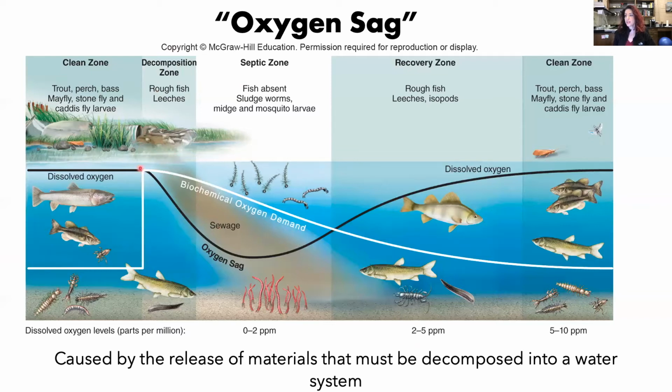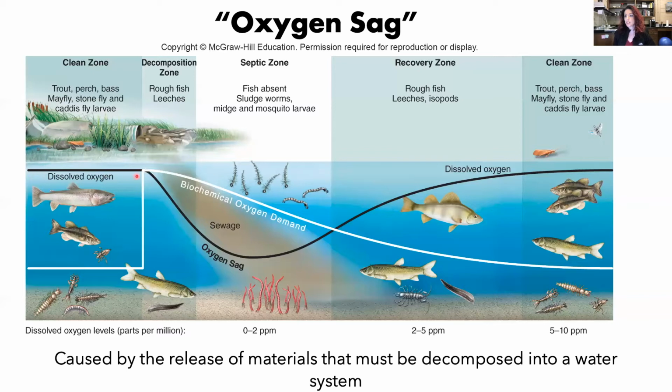And then we see that really spike up at that decomposition zone where that sewage enters our waterway. Here we have lots and lots of oxygen that's needing to be used to decompose that freshly added organic material. And then that slowly and steadily drops off into the recovery zone and then falls back to the level that it was in the first clean zone. But let's trace this black line. This black line is what's happening to dissolved oxygen.